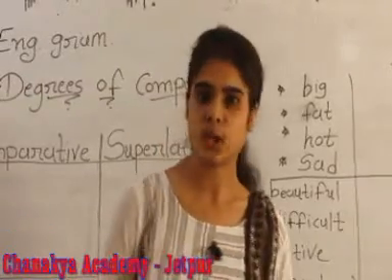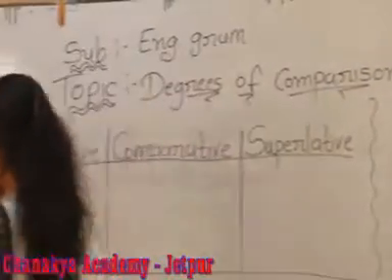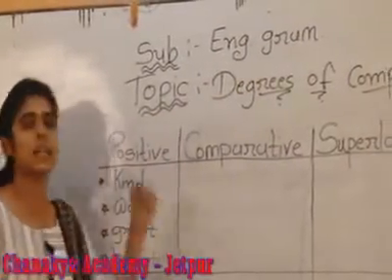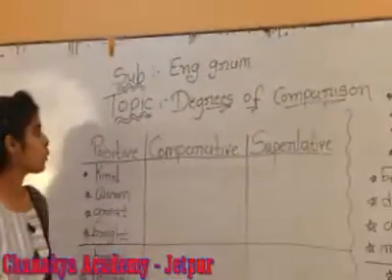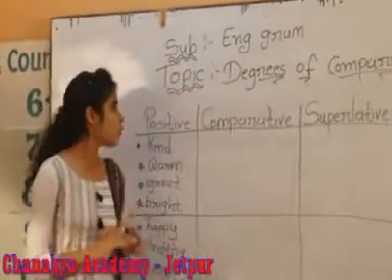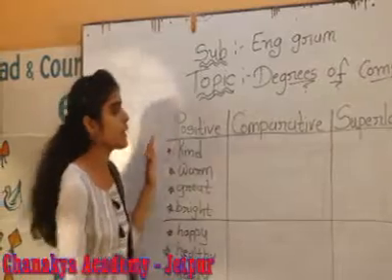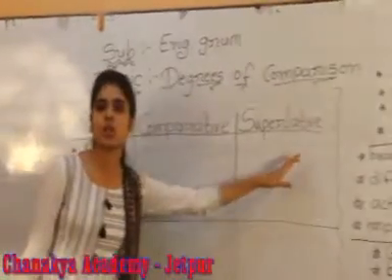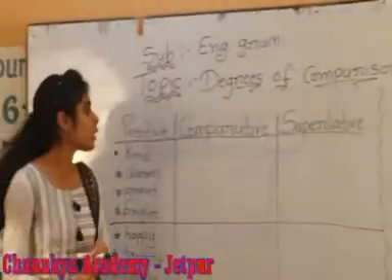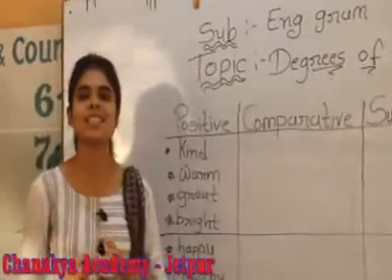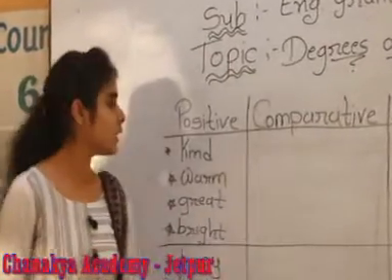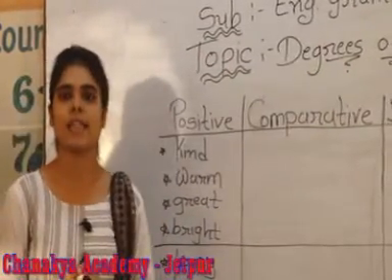Let's start our today's topic. Today's topic is degrees of comparison. When we are talking about degree, we already know there are three types of degree. One is positive, second is comparative, and third is superlative. We are talking about degree, so we should know which kind of changes take place in the form of adjectives.